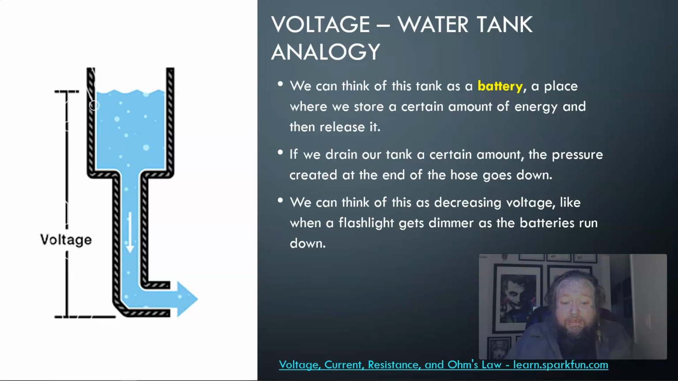If we drain our tank a certain amount, the pressure created at the end of the hose goes down. Remember this: even a battery, when it gets weaker toward the bottom, changes how much pressure you actually have going through, so that actual voltage changes. We can think of this decrease in voltage like when a flashlight gets dimmer as batteries run down. The light's getting dimmer, it's not working, you maybe need new batteries, you need to recharge it and refill that tank to build up the charge and voltage, because it only has a certain amount in the beginning.